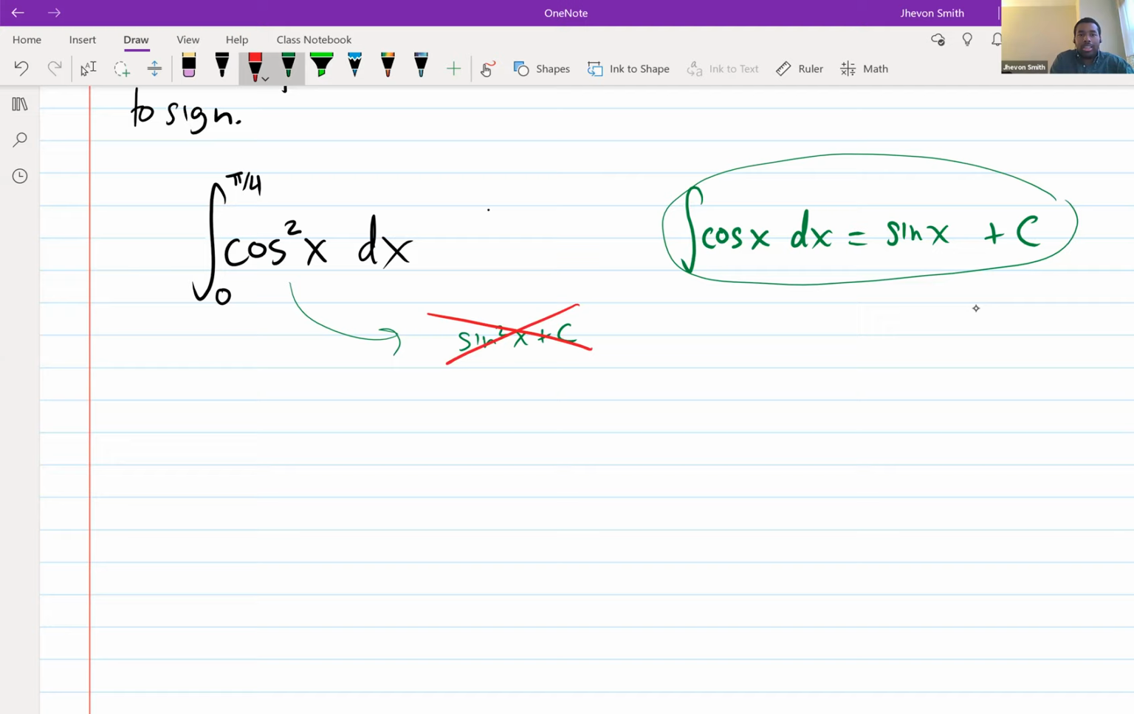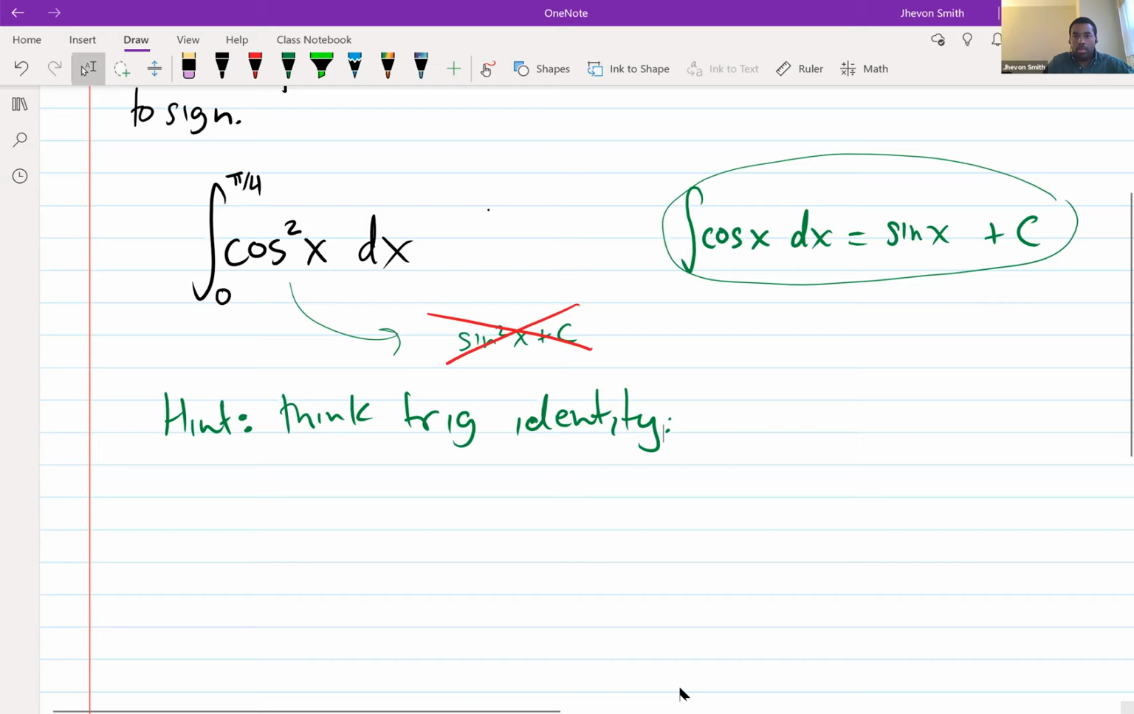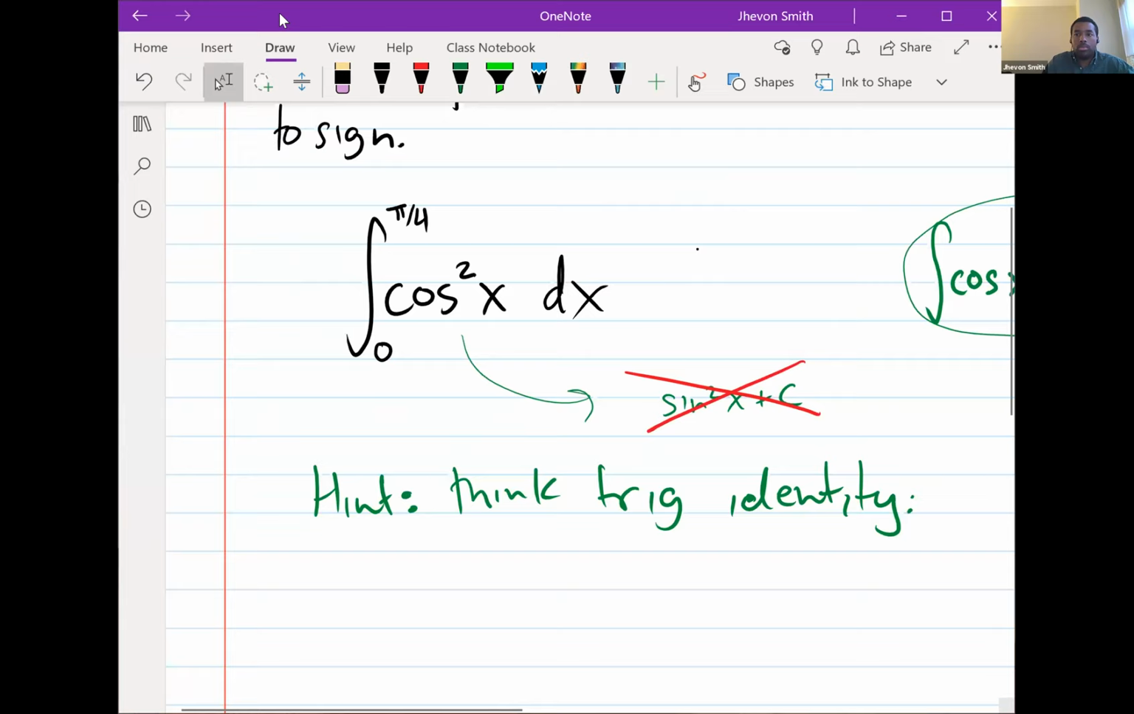Here's a hint. There's a convenient trig identity that can help you get rid of the square. So that would be the way to proceed. Think of trig identities that might help you out here. Any guesses on that? Any trig identities? What trig identities do you know that involve a cosine squared?